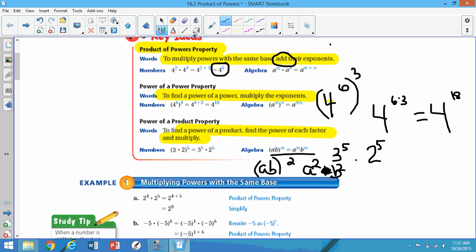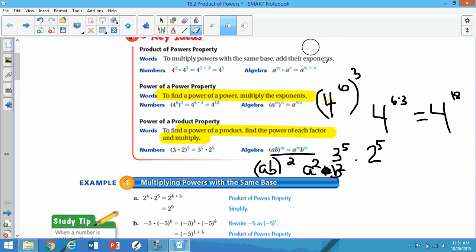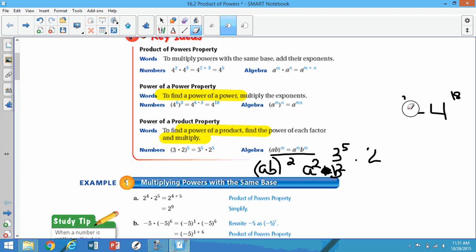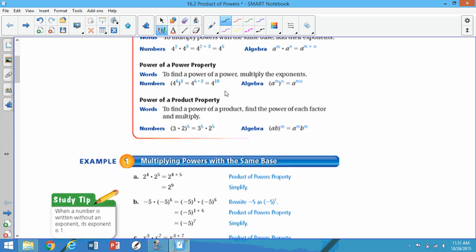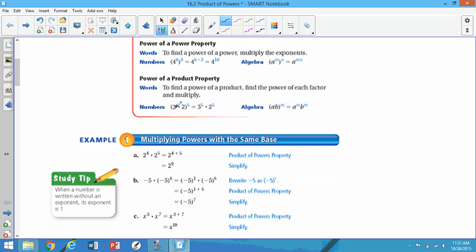So this lesson really isn't too difficult. In this lesson, you're going to be finding the powers of numbers. Again, to review, if the base is the same, you add the exponents. If you're finding a power of a power, you multiply. And if you're doing a product and then it's to the power, you separate them and do the exponents separately.